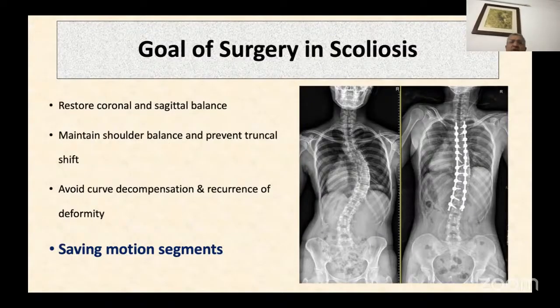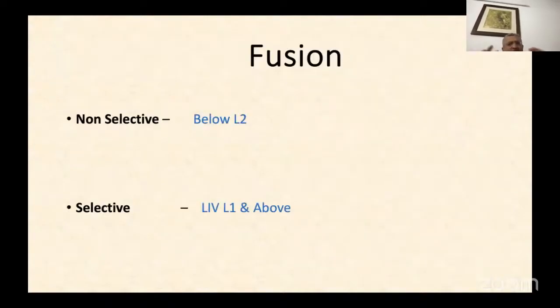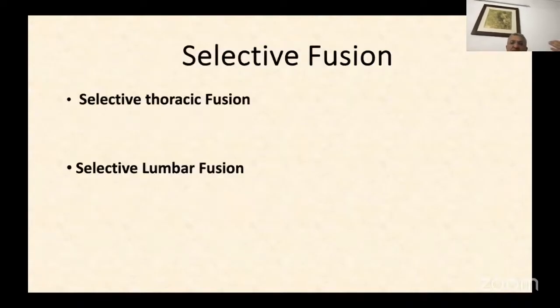The aim should be to have a coronal and sagittally balanced spine, but at the same time, if possible, try to save as much motion segments as possible. Therefore, when you take a fusion in adolescent idiopathic scoliosis, especially a thoracic curve involved, that is in the Lenke classification, type 1, 2, 3, and 4, it is called non-selective when we do the fusion below the level of L2, and selective when the LIV, the last instrumented vertebra, is L1 and above. This is the difference between selective and non-selective.